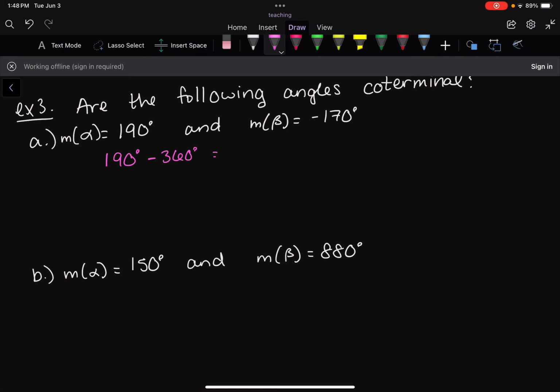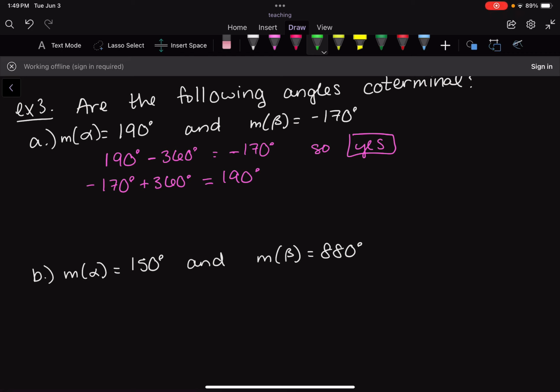And then I would see, okay, if I do 190 minus 360, what do I get? And that happens to give me negative 170. So yes, these are coterminal angles. You could also do it like maybe you started with negative 170 and maybe you add 360 to it. And that'll give you 190. So that's another way to treat this one.